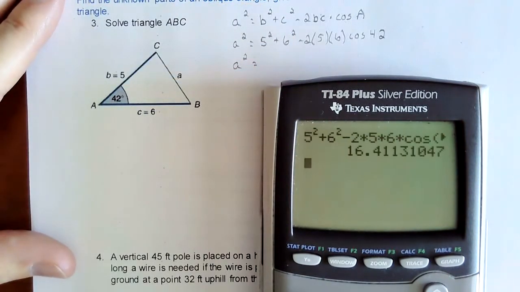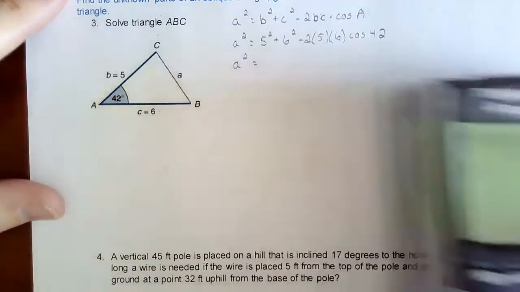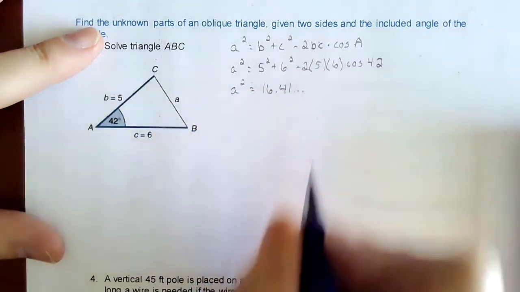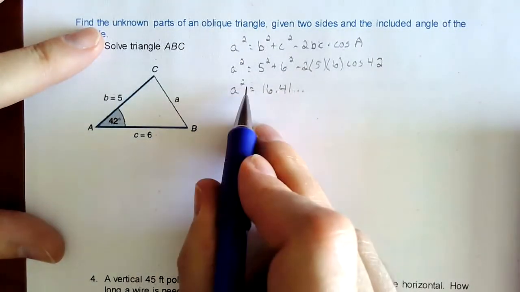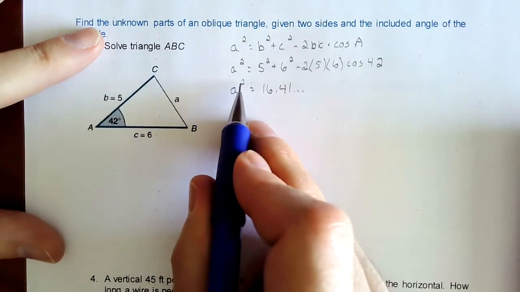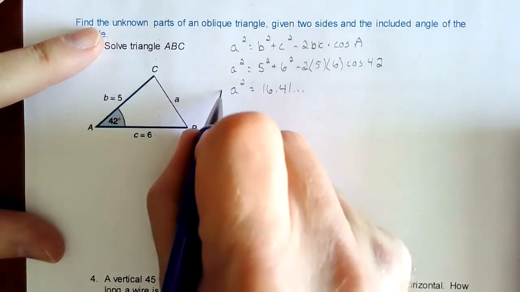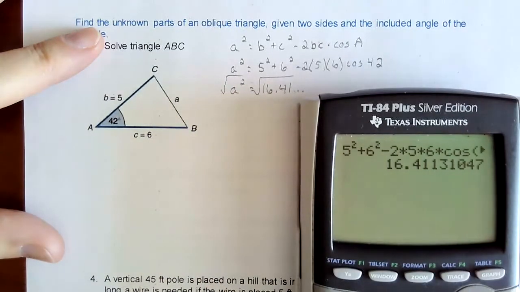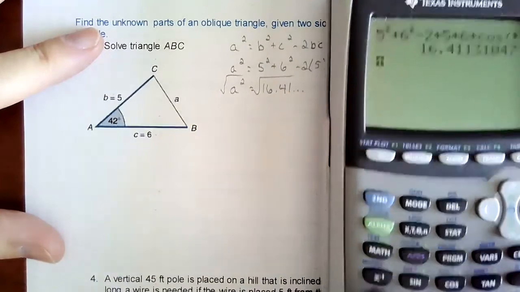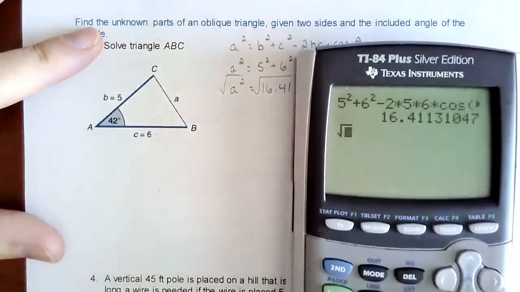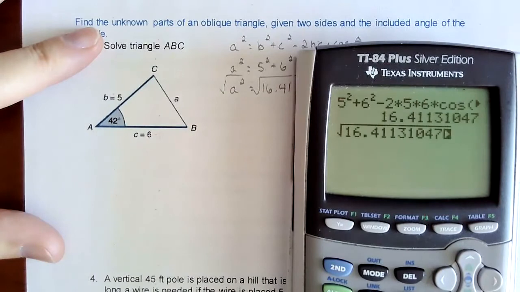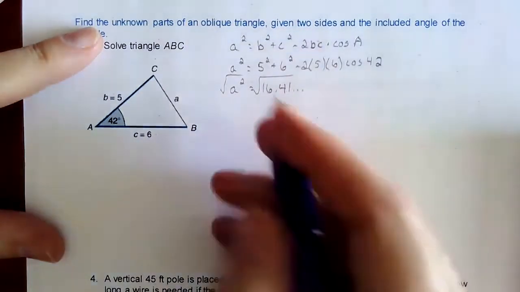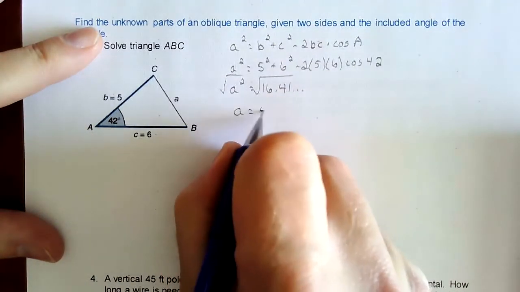All right, so that should get us 16.41 blah, blah. All right, now I don't want to lose any of that value, but I still have to finish solving for A. So in order to get the square out of there, I am going to square root both sides, which means I'm going to square root this value. And that's going to give me my length of A, 4.1. So our A value is 4.1.